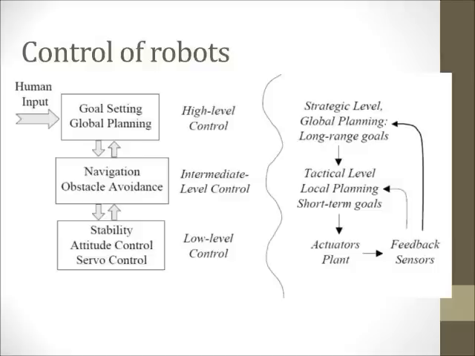Here is a diagram about the robot's control system. We have the human input. We have the goal setting and the global planning. This is an input for navigation and obstacle avoidance. Then we go to stability, attitude control and servo control. And you see how these actions are separated from high-level control, intermediate-level control and low-level control.